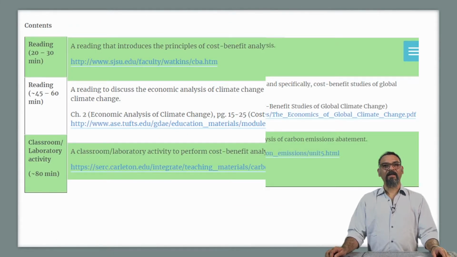This lesson plan has a reading that introduces the principle of cost-benefit analysis, another reading to discuss the economic analysis of climate change, specifically the cost-benefit studies of global climate change, and a classroom lab activity, an interactive way to engage your students to actually perform cost-benefit analysis on carbon emissions abatement. Here is a step-by-step guide towards the use of this lesson plan in your economics classroom or laboratory. Please feel free to customize the lesson plan to your preferences and requirements.